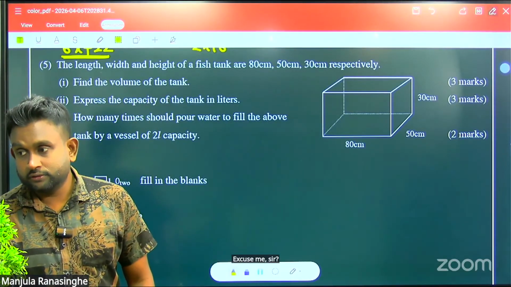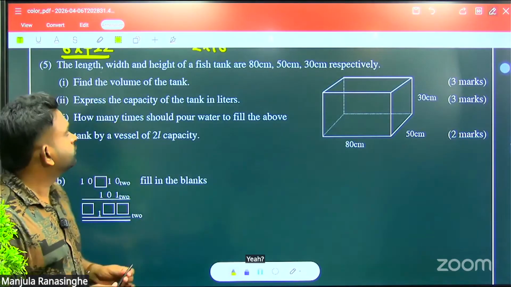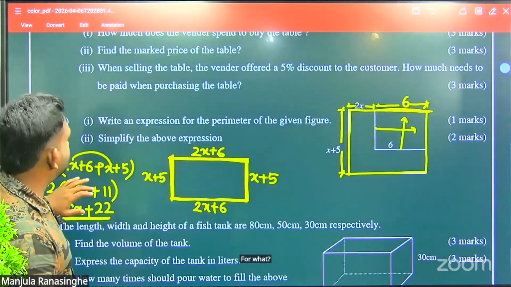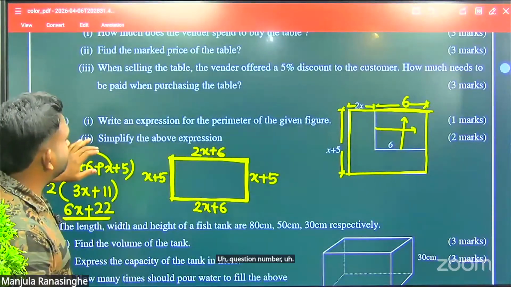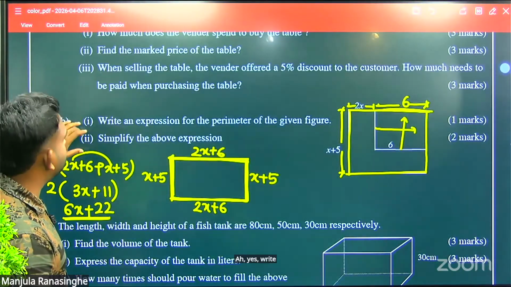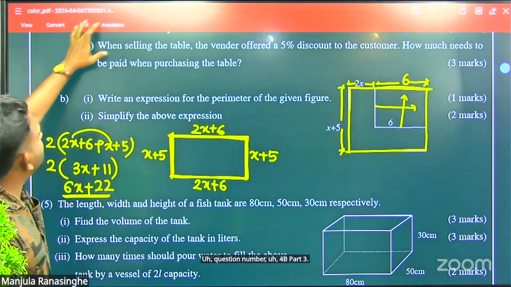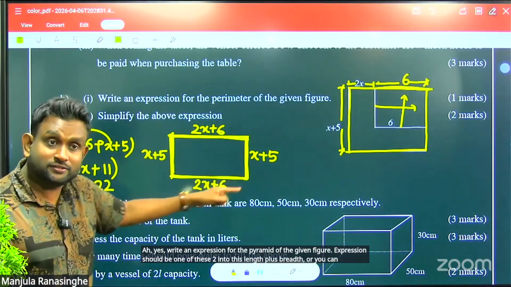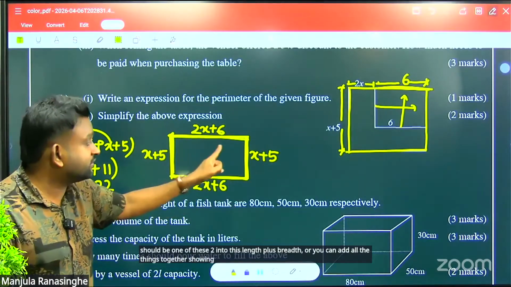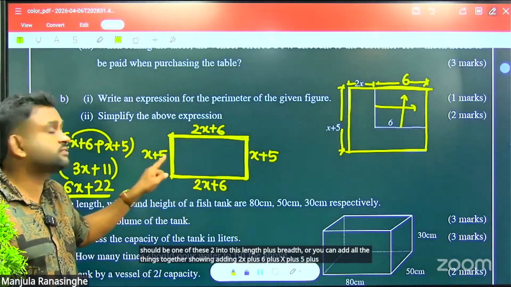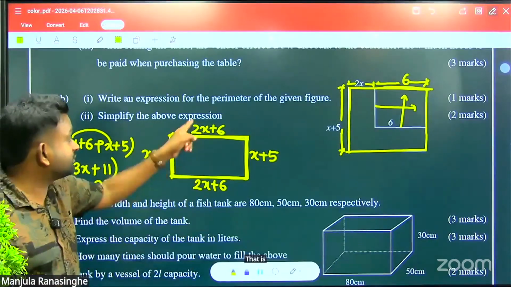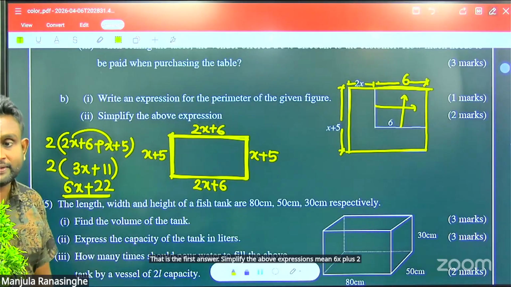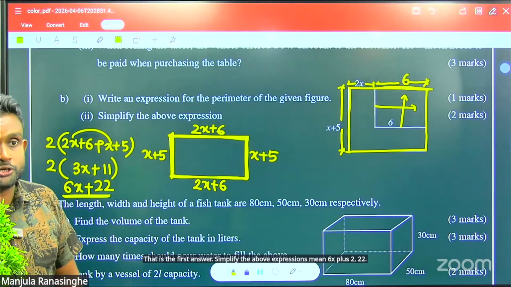The second one, what is the answer? Question number 4, part B. Write an expression for the perimeter of the given figure. The expression should be one of these: 2 into length plus breadth, or you can add all the sides together: 2x plus 6 plus x plus 5 plus 2x plus 6 plus x plus 5. That is the first answer. Simplify the above expression means 6x plus 22. That's the simplification.